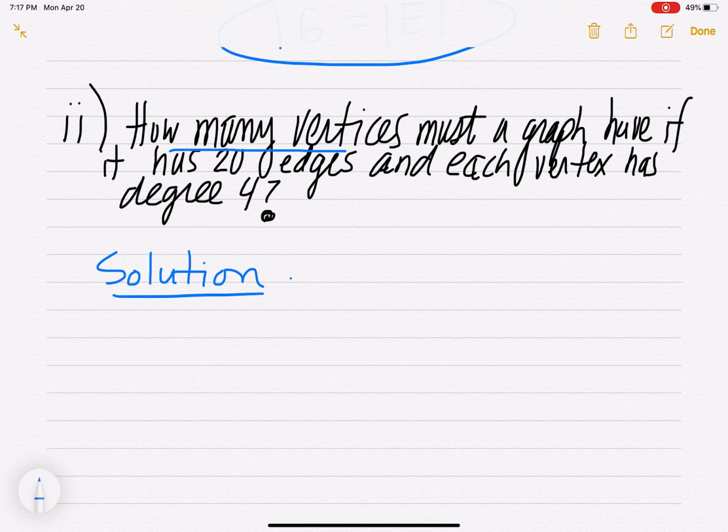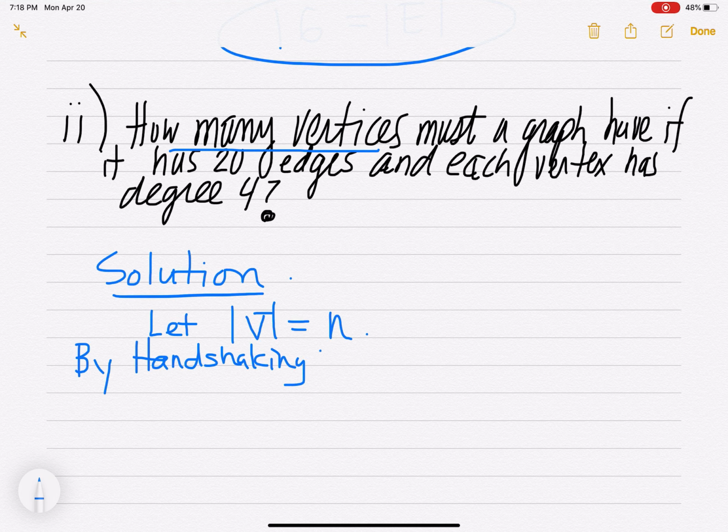So we don't know the number of vertices, so I'm just going to let the size of the vertex set, the cardinality of the vertex set, those bars around V mean the cardinality of V, be n. So we don't know how many vertices; we're saying the number of vertices is n. So let there be n vertices. So by the handshake theorem, the sum of the degrees of all the vertices is going to be twice the number of edges.